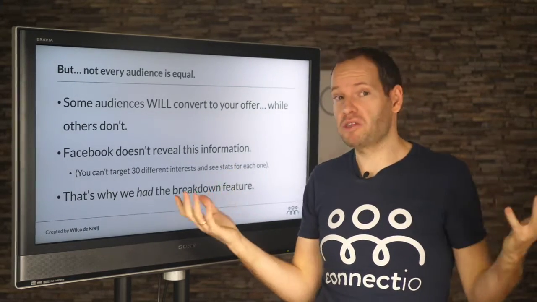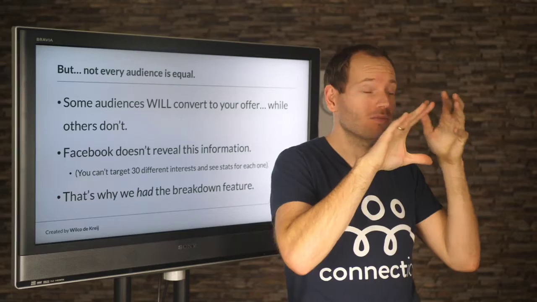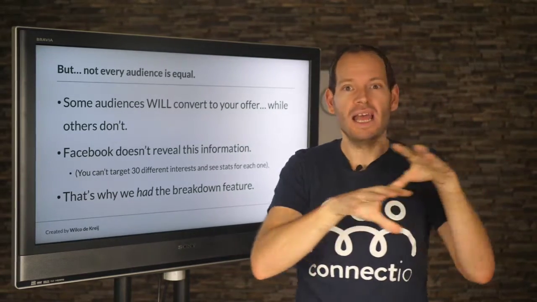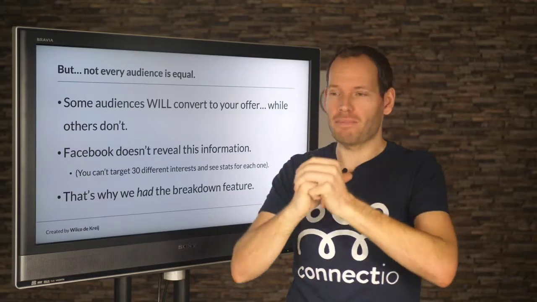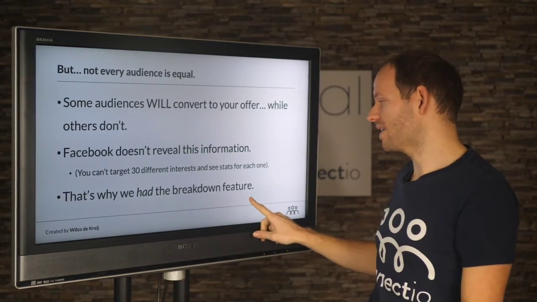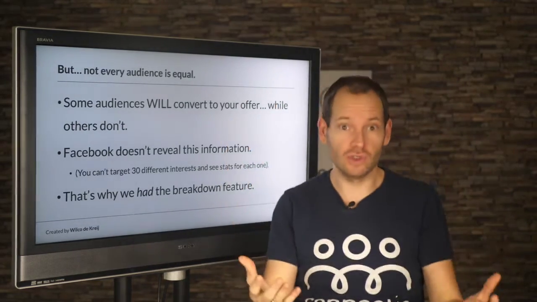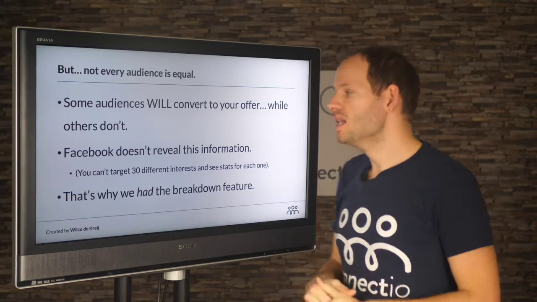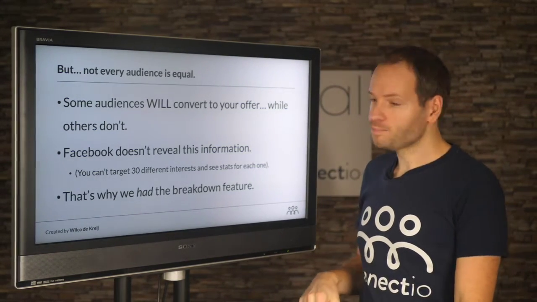Your campaign might be doing so-so, while in reality, to some audiences your ad might be working really, really well, and for some it might totally bomb. And on average, you get one big messy result, right? And that is why we had the breakdown feature. I'm going to assume that a lot of you have used the breakdown feature, because that is one of the things ConnectExplore used to be known for, right?